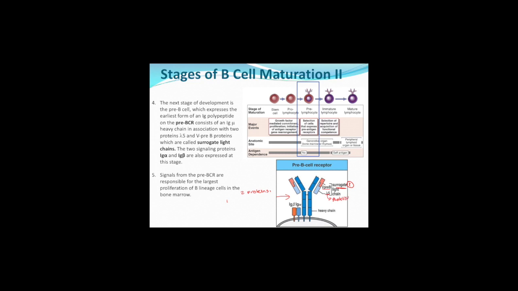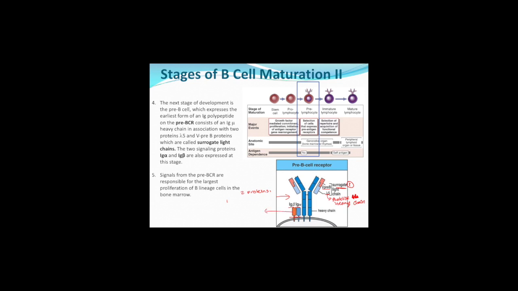But also this immature surface antibody receptor is associated with two important co-receptors called Ig alpha and Ig beta. And this is also the pattern for the T cell receptor.